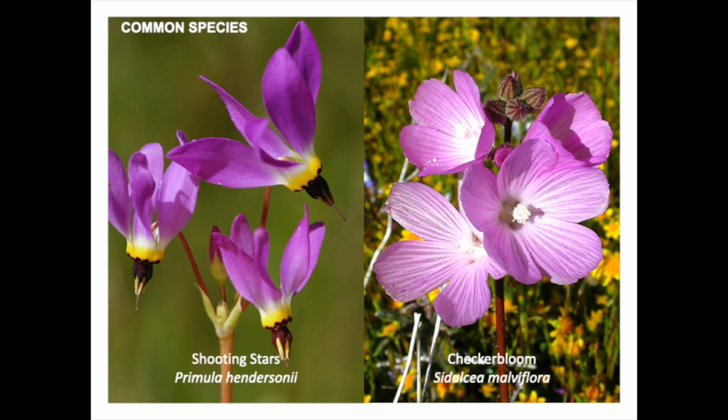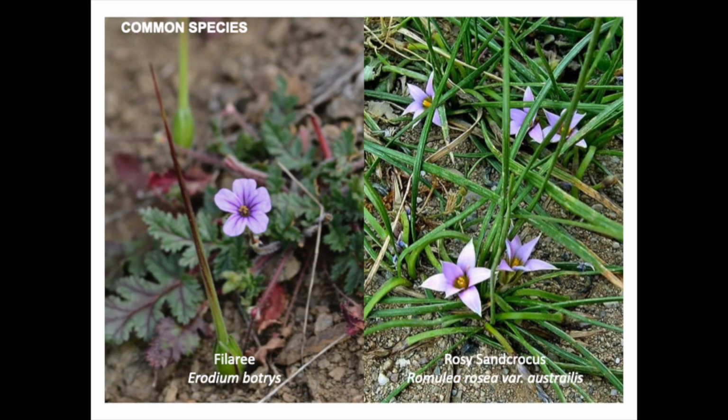We talked about the shooting stars before. Again, early blooming, these are buzz pollinated. And then on the right is checker bloom. Really, it's a type of mallow. It's in the mallow family. Really kind of large, really pretty flowers, mostly a grassland species. And I just wanted to point these out. These are both kind of invasive, non-natives, but very common.